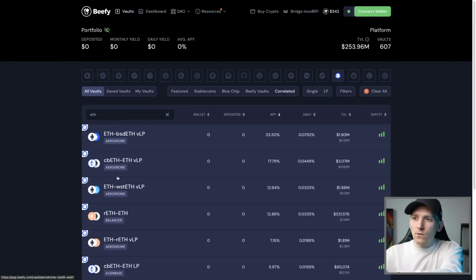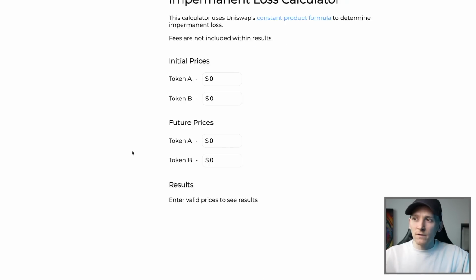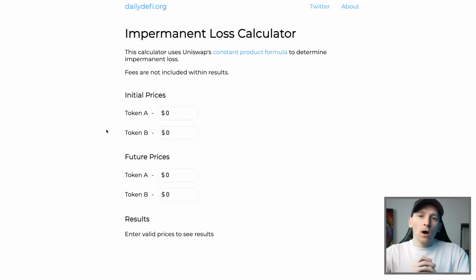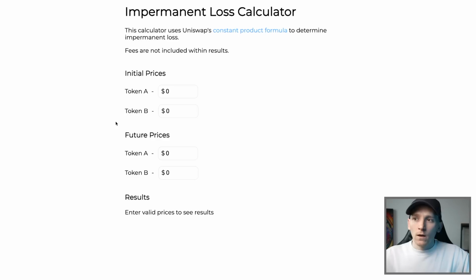So what we can actually do is go through to an impermanent loss calculator. I'll link this down below as well. And we can work out, if we provide liquidity for a year, how much impermanent loss are we going to suffer? So what we know is that token A is ETH, and we know the price is whatever that is. It doesn't matter.